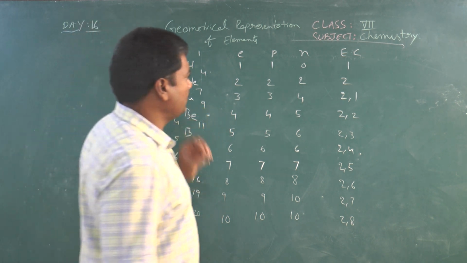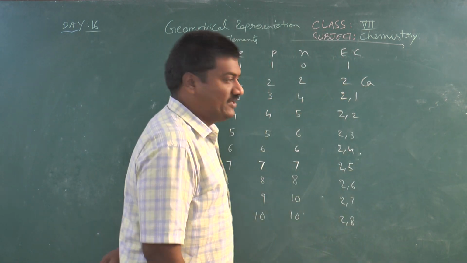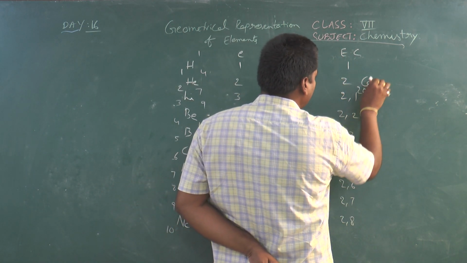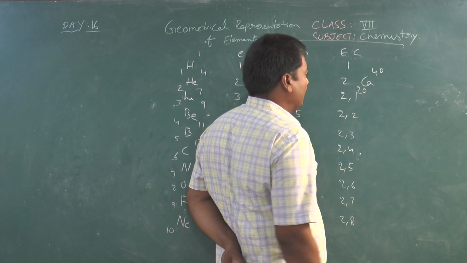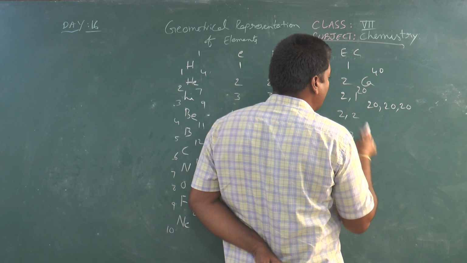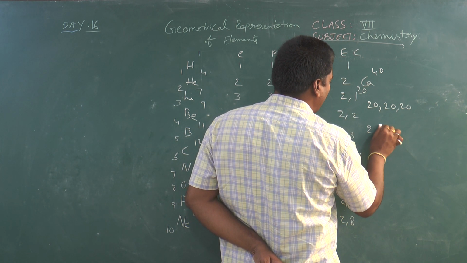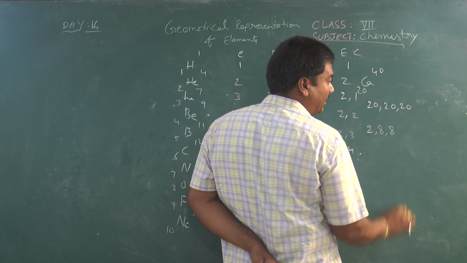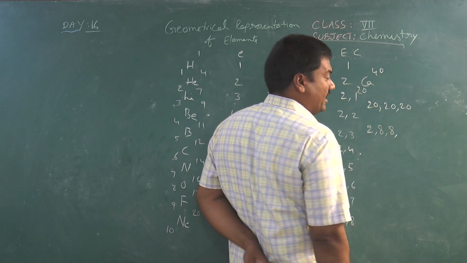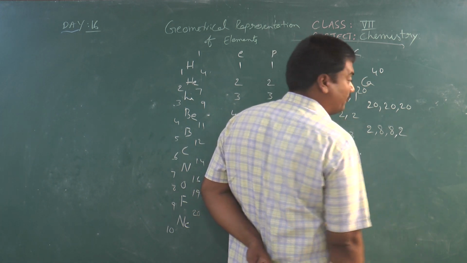Now one more example we discuss, the calcium element. Calcium atomic number is 20, mass number is 40, so 20 electrons, 20 protons, 20 neutrons are there. But the electronic configuration for this calcium atom is 2, 8, 8 up to here, 18 completed. Then the 19th and 20th, those 2 electrons will be entering the 4th orbit.